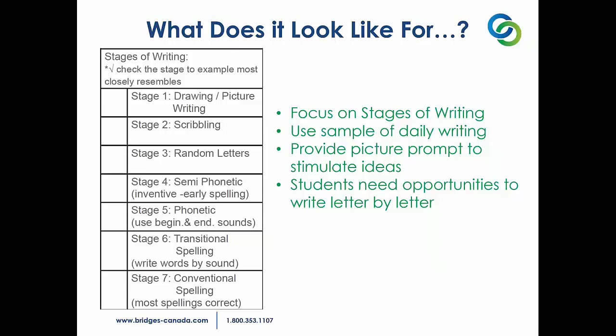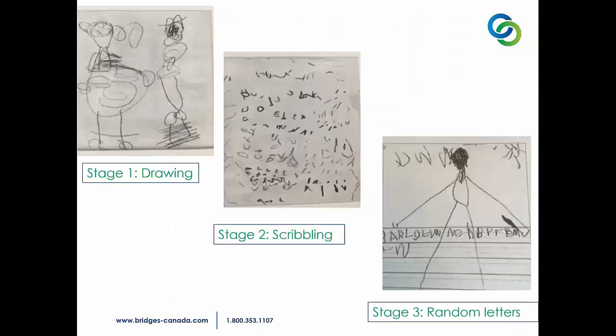Stage 6 is our transitional speller, who is starting to sound out words. While they may not always get the right letters, they are getting most of the right sounds at the beginning, the middle, and ending of the words. And then stage 7 is our conventional speller, where most of their words are spelled correctly. Here are a couple of examples of those early stages.